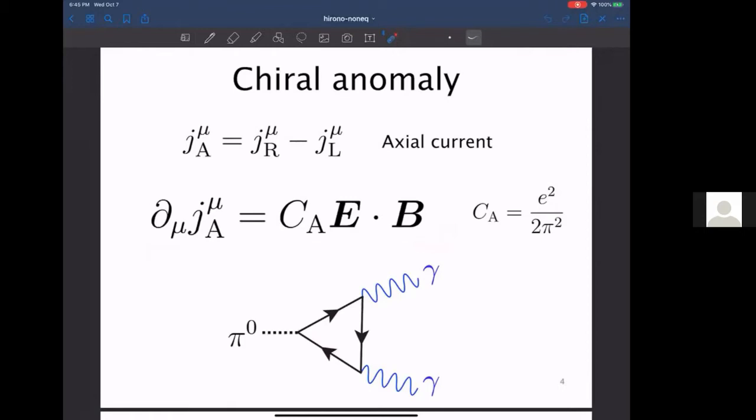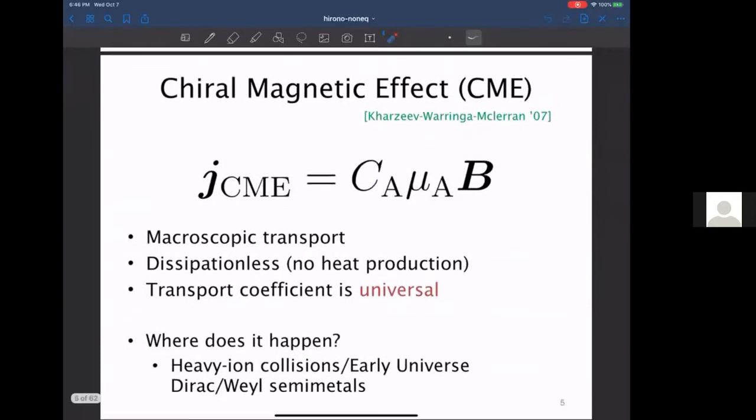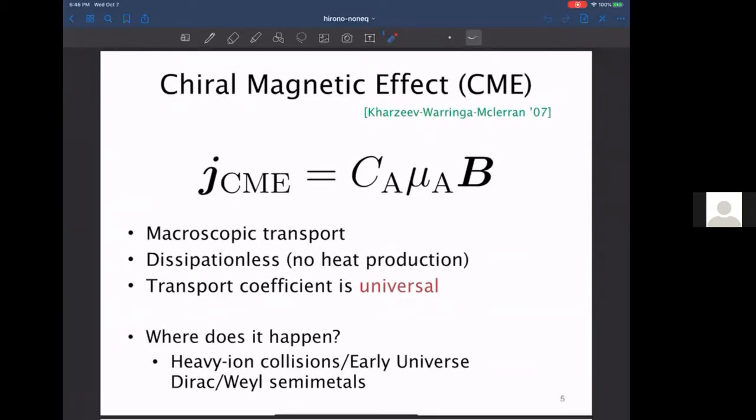anomaly equation. Here J^A is the axial current, which is the difference between the right-handed fermion current and the left-handed fermion current. And its divergence has a source term, which is quantified by E·B. Those are the electric and magnetic fields, and this coefficient is given by this expression when those fermions are coupled to the abelian electromagnetic field. This chiral anomaly is very physical and responsible for the process of, for example, the pion decay into 2 photons.